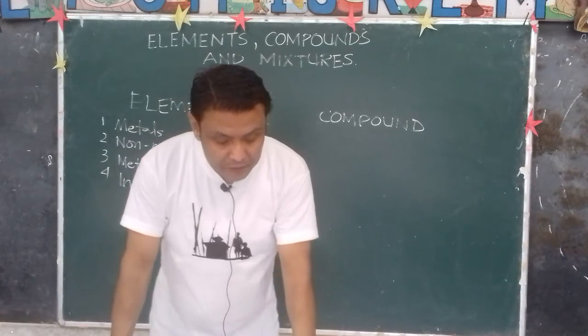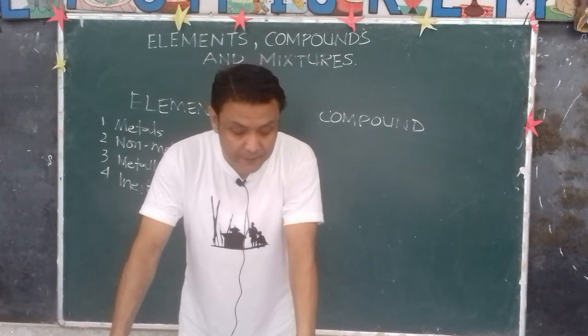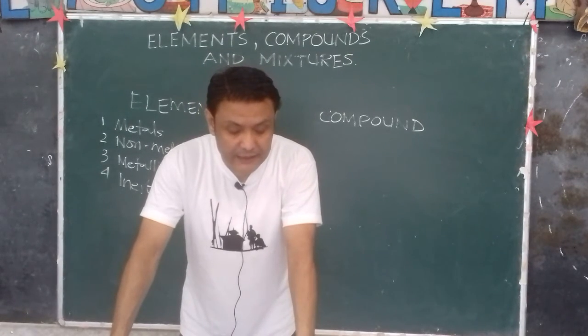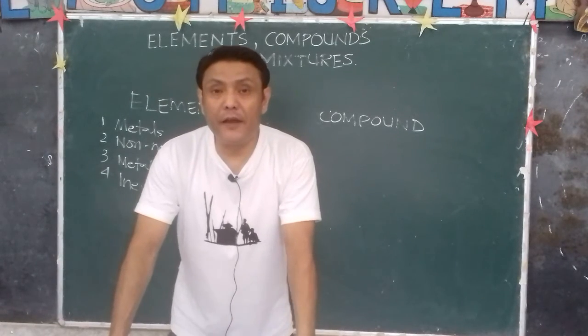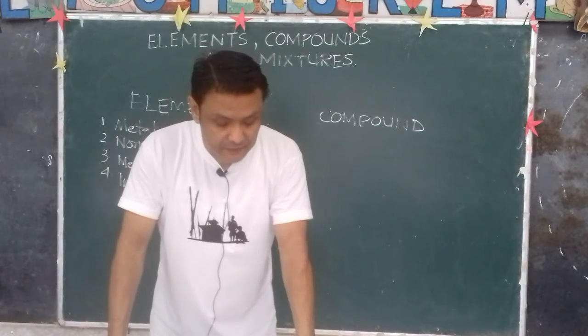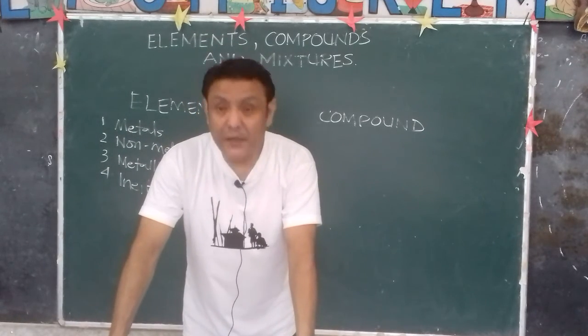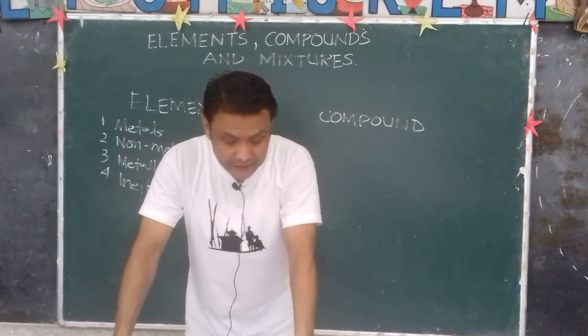Point number three, a compound is always homogeneous. That means the properties and the composition will be the same. Point four, the properties of a compound differ from those of the constituent elements. And point number five, it is not possible to separate the constituents of a compound by simple physical means. And when a compound is formed, energy is usually absorbed or given off.